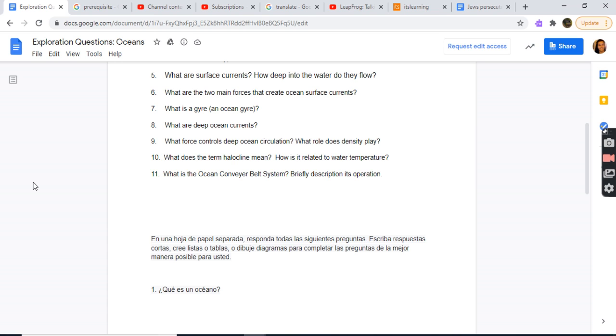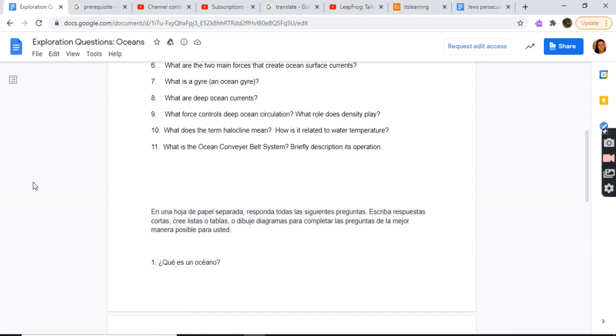What are the deep ocean currents? What force controls deep ocean circulation? What role does density play? What does the term halocline mean? How is it related to the water temperature? What is the ocean conveyor belt system?